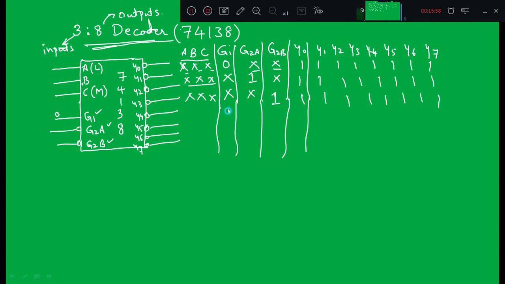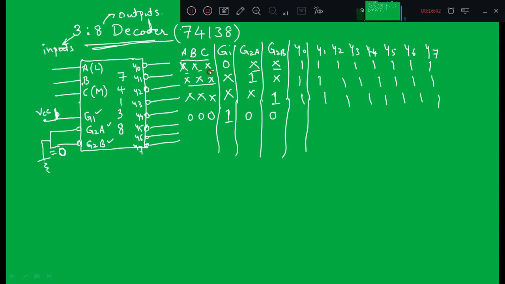right? If I want to select that particular decoder, G1 is active high, so I have to make G1 equal to 1, or connect it to VCC, and G2A and G2B are active low, right? I need to short them and connect them to ground. That means I need to connect 0 to G2A and G2B, so G2A is equal to 0, G2B is equal to 0. Now I am selecting this particular decoder. Now I have to put a certain input on ABC.